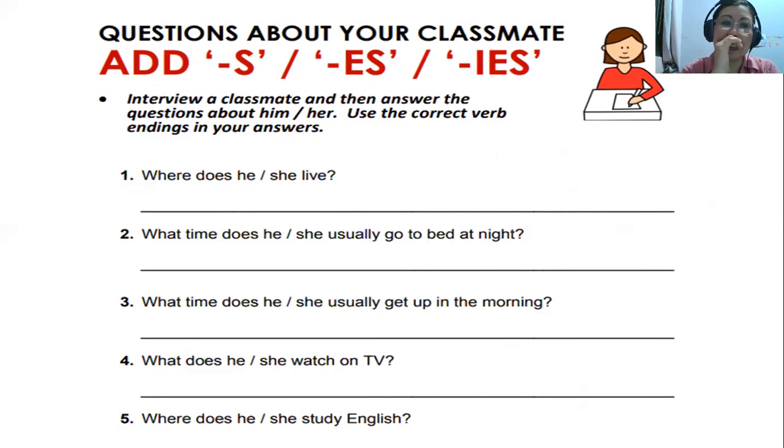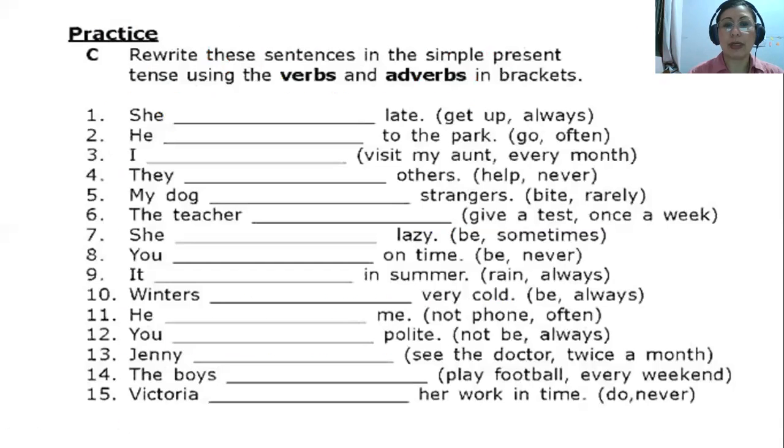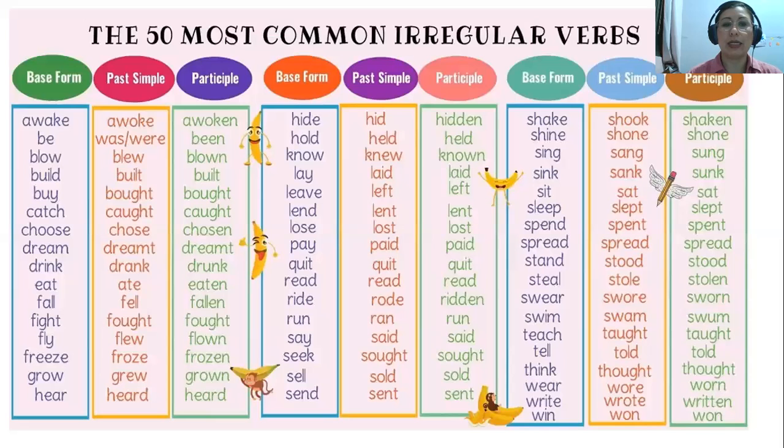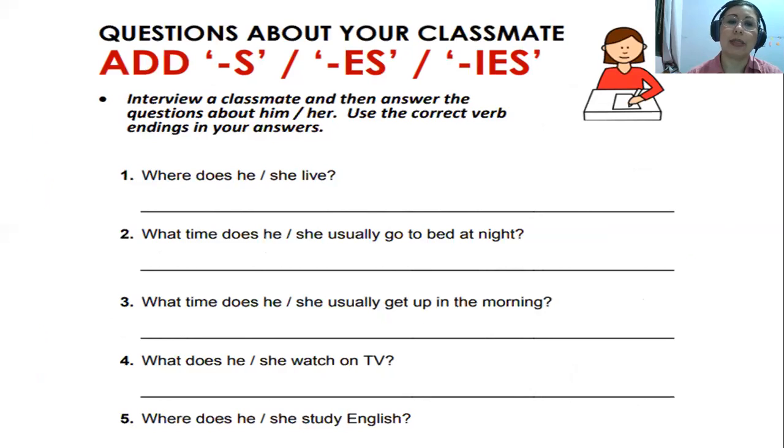But in this case, it says, questions about your classmates, are S, ES, or IES. Interview a classmate and answer the questions about him or her. Use the correct verb endings in your answer. ¿Qué vamos a hacer? Vamos a entrevistar a una compañera o compañero y vamos a utilizar la forma correcta del verbo que utilicemos, ¿verdad? Si usted quiere, puede tomar una imagen de los verbos que teníamos o usted look it up in a dictionary o busca los verbos que va a utilizar, ¿verdad?